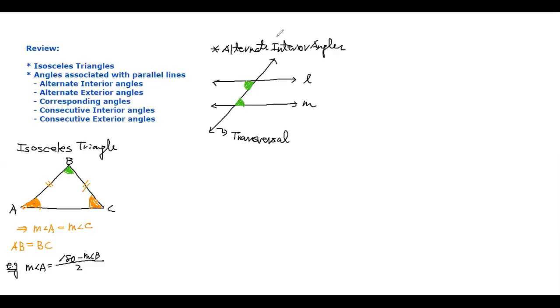In the same way, you can have these angles here. This is also inside the parallel lines. So these angles and these angles are alternate: one is on this side of the transversal, the other on the other side. Because they are both purple, you know they are equal. That's what we call alternating interior angles. Now the next ones we're going to talk about are alternating exterior angles.